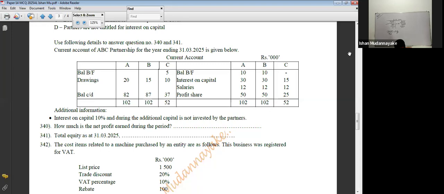How much is the net profit earned by the business during the period? How much is the net profit earned by this business organization?